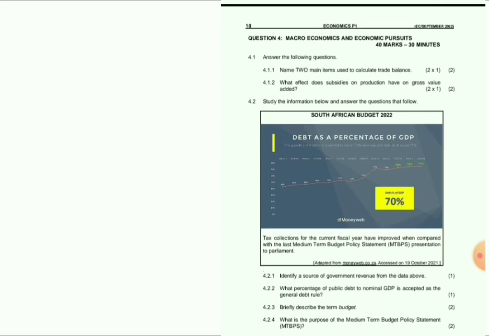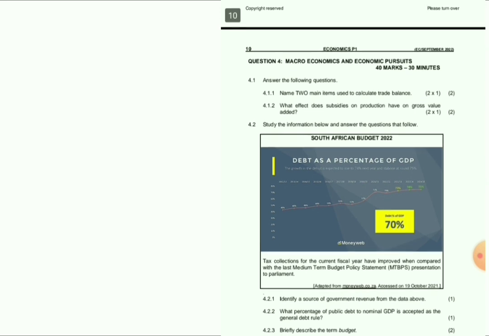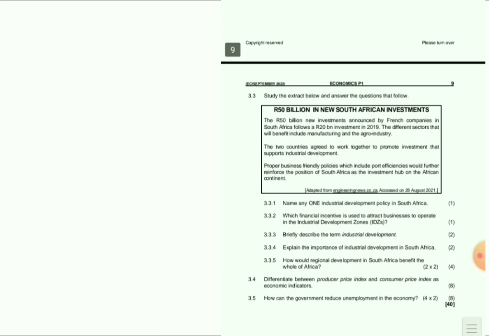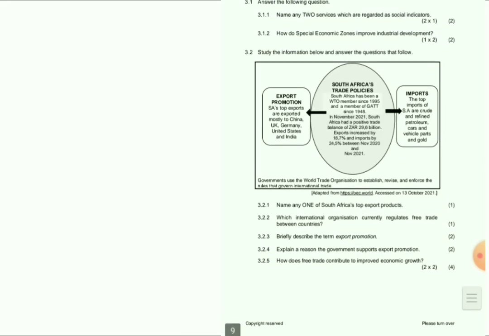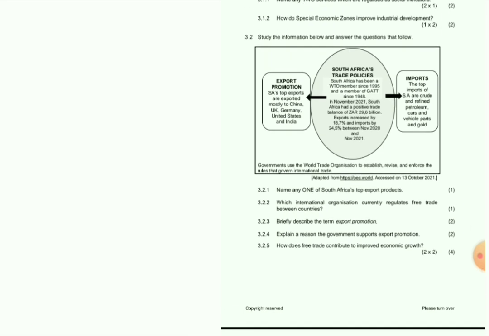So we should tackle it instead of picking the question for macroeconomics and economic pursuits. This one is combining, and it looks like it's going to be challenging. So we should pick economic pursuits. You always pick the one that's less challenging. Don't try to impress the teachers and pick the one that's hard and get a lot of wrong things here.